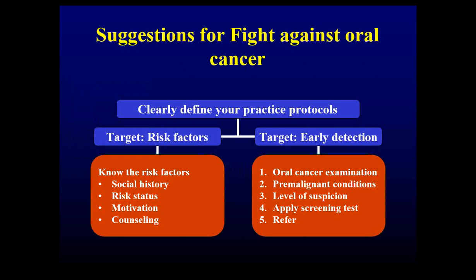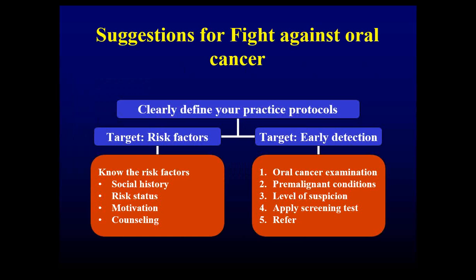So just to suggest how to fight against oral cancer, in the beginning we need to define our protocols. We need to target the high-risk groups. Knowing the risk factors, we can always do a periodic systematic oral examination using these adjunctive tools to further help in identifying any lesions in the early stages, and also giving them advice and help wherever needed to quit these risk habits.